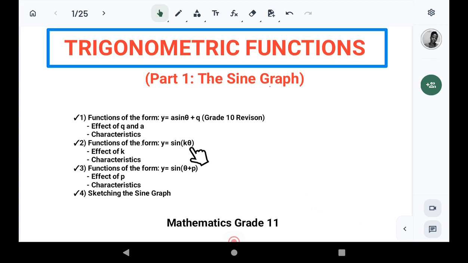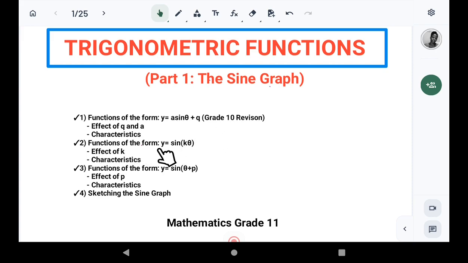In detail, we're going to look at number 1, functions of the form y equals a sine theta plus q. That is revision from grade 10. I did a video on this. Please go check it out for mathematics grade 10 trigonometric functions part 1 sine graph.